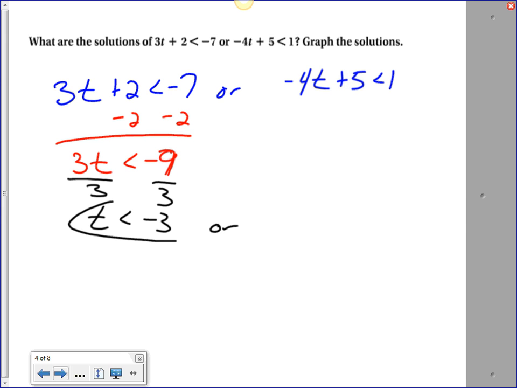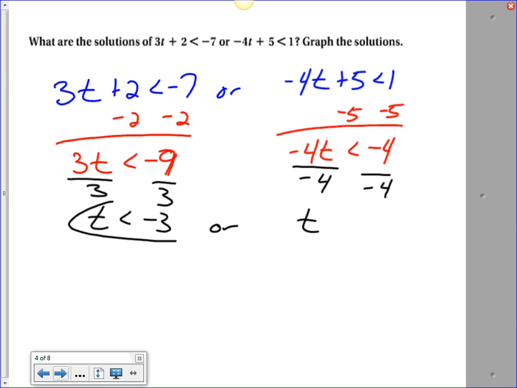But we still have the other side here. Or, if I come over here and solve this one, I would subtract 5, and then I'd be left with negative 4t is less than negative 4, and then I'd want to divide by negative 4. And we have to remember that if you divide by a negative, we need to switch the sign, so it would now be t is greater than, excuse me, a positive 1.